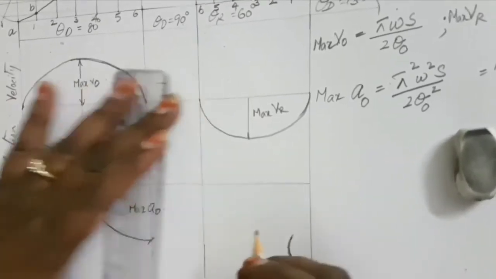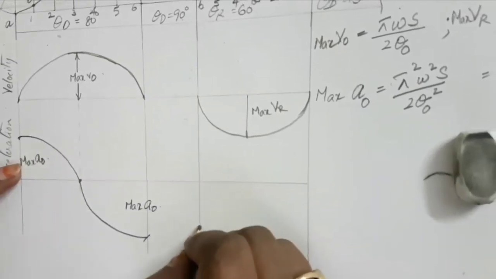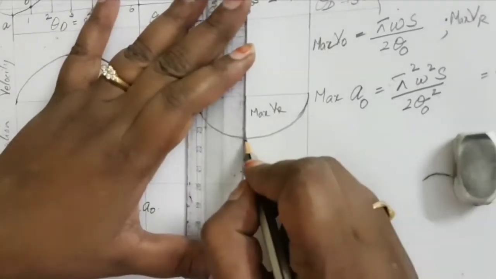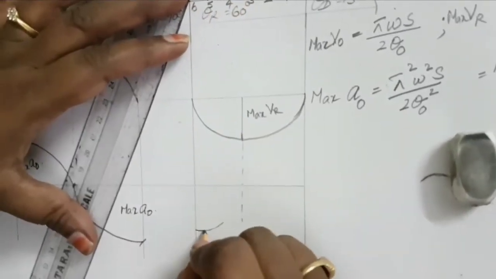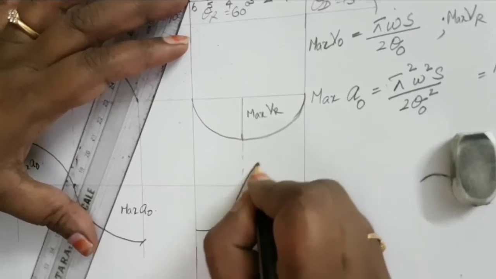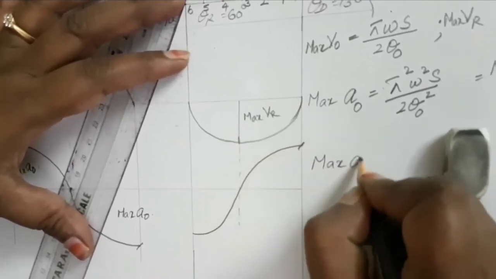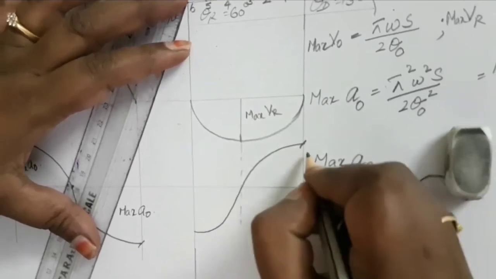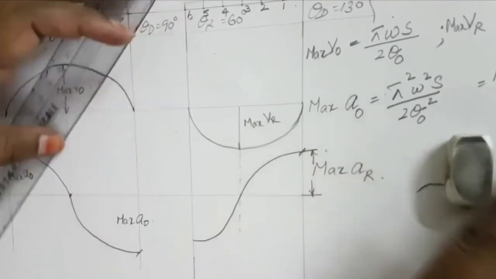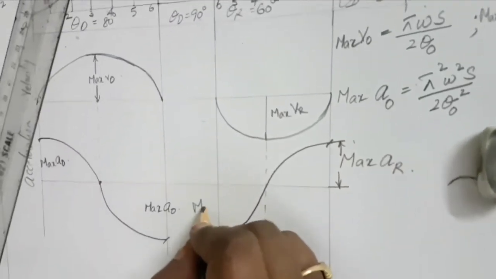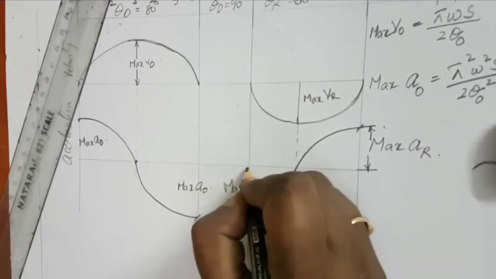So it becomes that theta O is 80 degree now. So it becomes maximum AO is more compared with your return stroke. So you just make it here like this. So maximum AR, this value you have to represent here. So like this. So the third follower motion you have to draw in this manner.